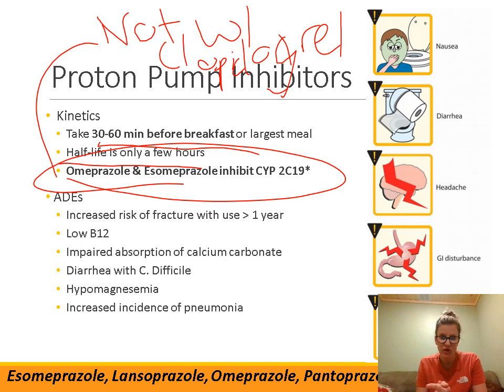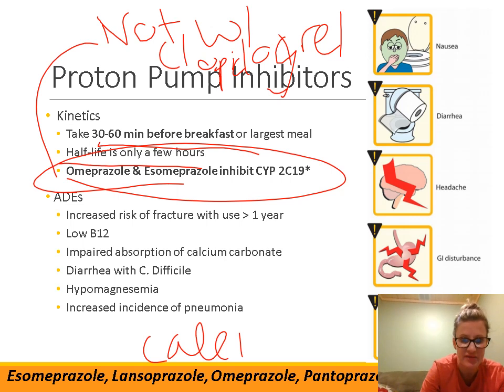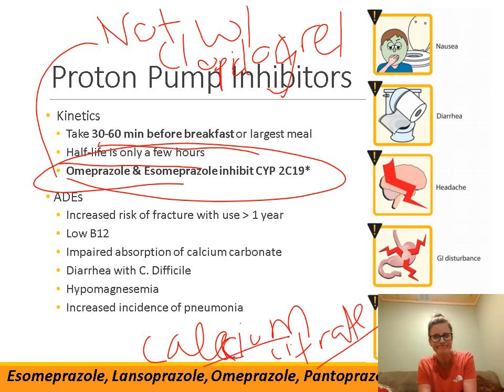We can see impaired absorption of calcium carbonate. However, we can give calcium citrate instead. So if you're giving calcium supplementation, calcium citrate should be used in patients who are on any form of acid suppression.